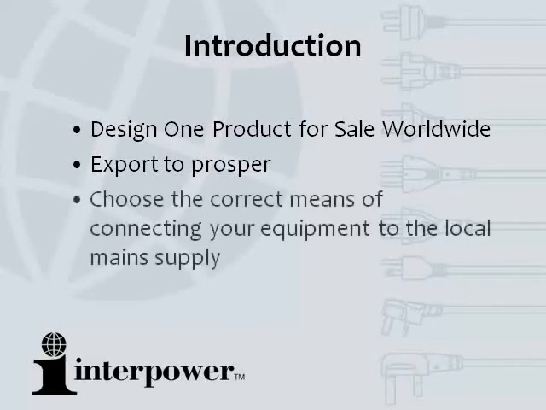That means being able to provide equipment that is adaptable to the needs of the consumer without any reconstruction on their part. Therefore, one of the main considerations that you have is to be sure that the end user has the correct means of connecting to their local main supply. In the following slides, we cover the main topics that should be considered when choosing power cords and cord sets for both domestic and international markets.